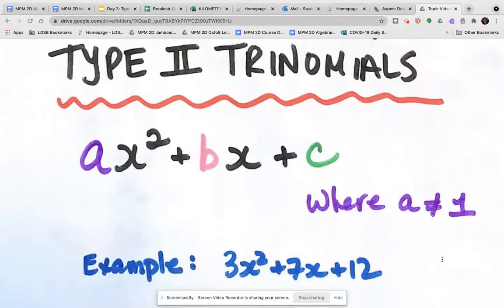And type 2 trinomials follow a very similar pattern: ax squared plus bx plus c. But this time, the polynomial does not have an a value of 1. So for example, if I look at 3x squared plus 7x plus 12, in this case, the a value would be 3. So we would call this a type 2 trinomial. Type 2 trinomials have a little bit more of a process to be able to factor them, and that's what I'm going to show you right now.